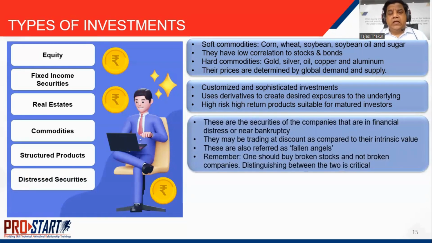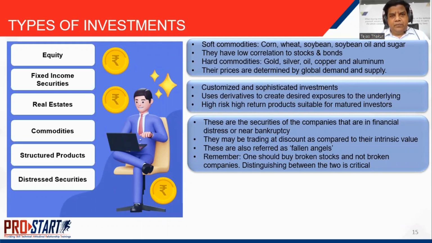Next in the list is distressed securities. What are these? These are securities of companies that are in financial distress and are nearing bankruptcy. So they may be traded at a discount as compared to their intrinsic value. What is intrinsic value? If you have studied fundamental analysis, you will know that we study FSA, which is financial statement analysis, with the view that I'm able to find out the actual value of that company. The value of that company divided by the number of shares it has floating will give me the intrinsic value per share.